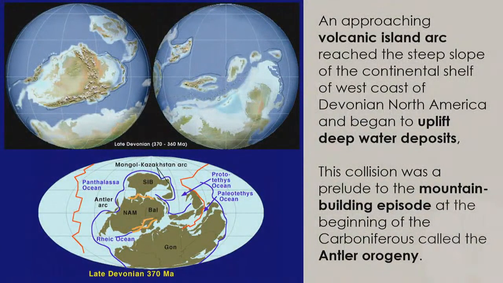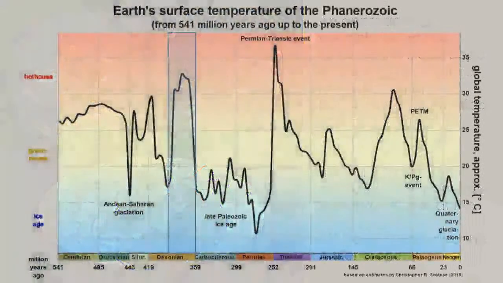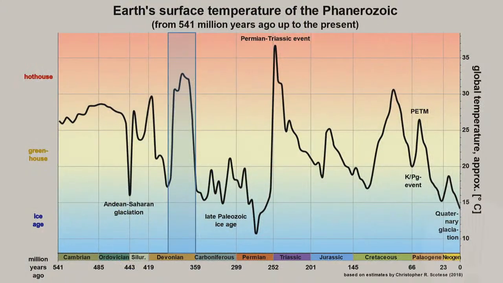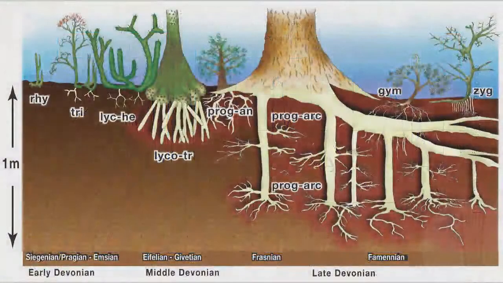During this time, an approaching volcanic island arc reached the steep slope of the continental shelf of the west coast of Devonian North America and began to uplift deep water deposits. This collision was a prelude to the mountain building episode at the beginning of the Carboniferous, which we'll talk about here shortly. Temperatures warmed to levels equivalent to the early Devonian.